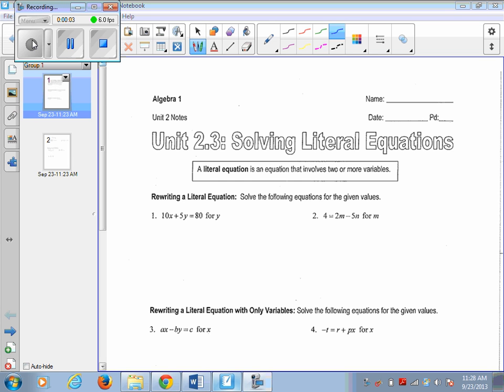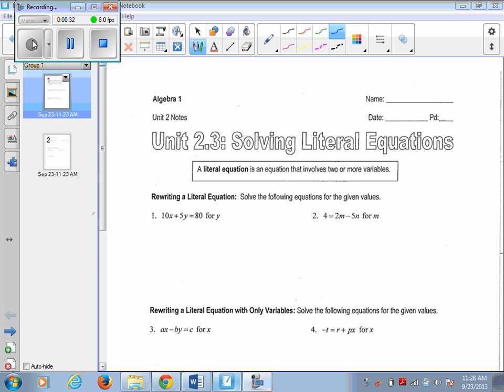Hi classes. Today we are going over solving literal equations. A literal equation is just an equation that involves two or more variables. So if we take a look at number one, we have 10x plus 5y equals 80. If we don't know what x and y are, we can't solve for either one with an answer, but we can rewrite it. So number one wants us to rewrite it for y.